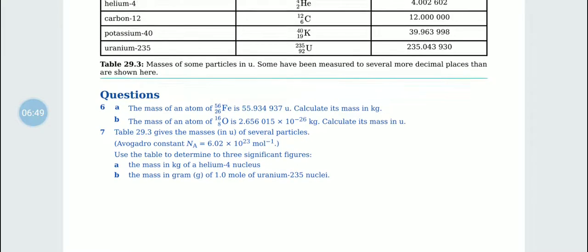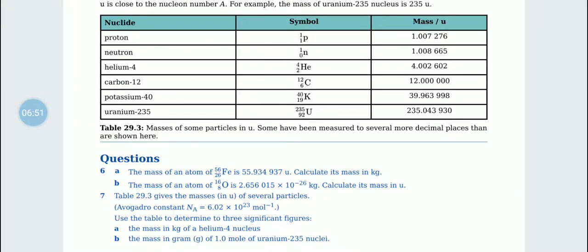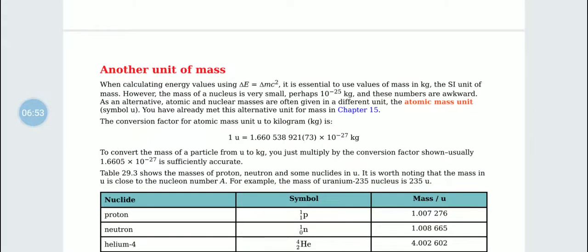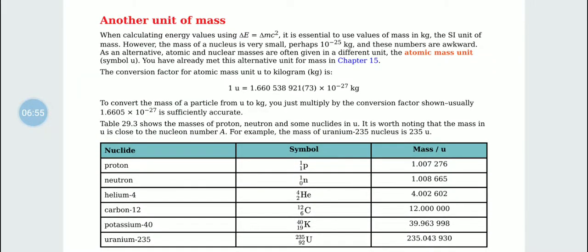But do question number 6 and 7 also. Before we move on to the next part, write down a small note of this.